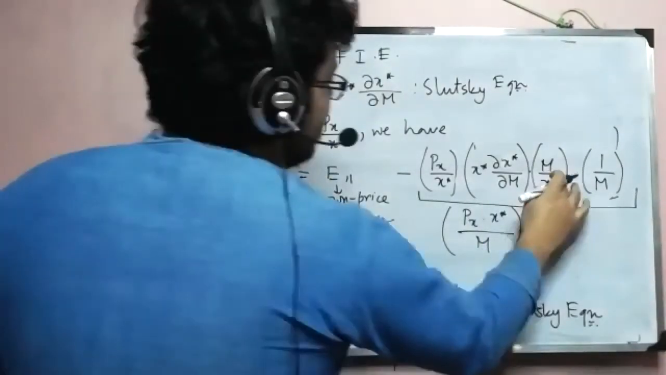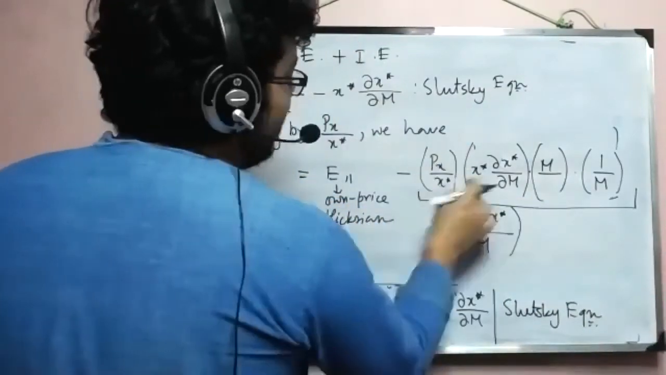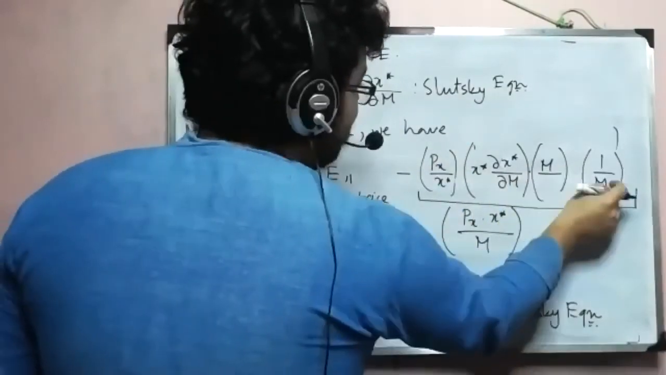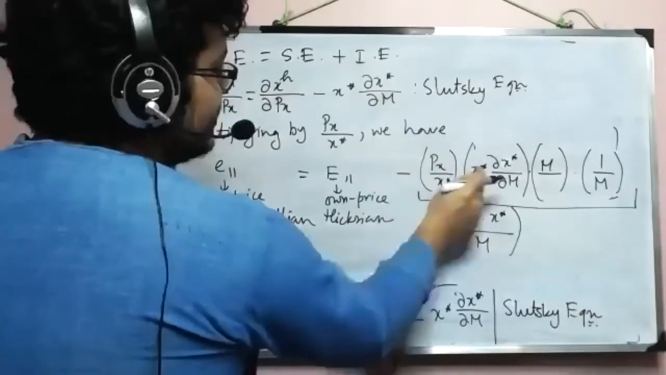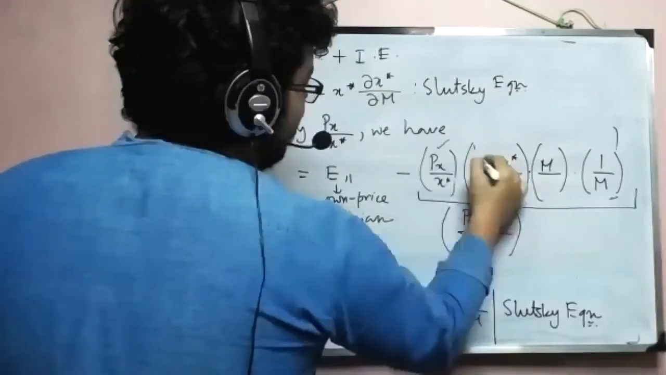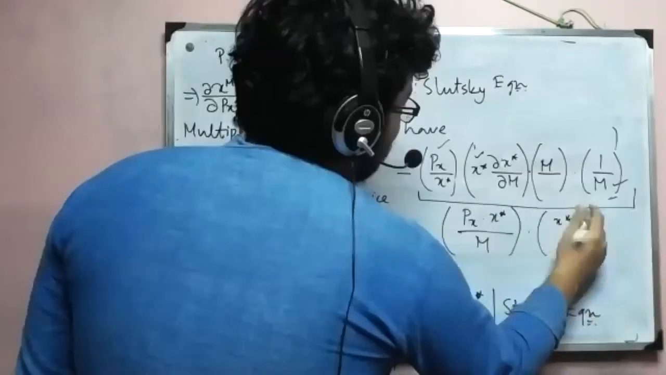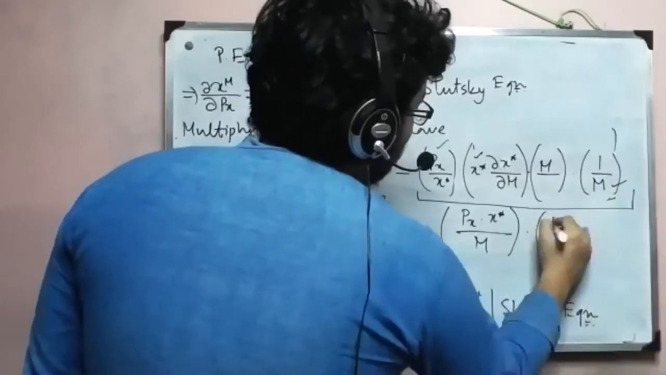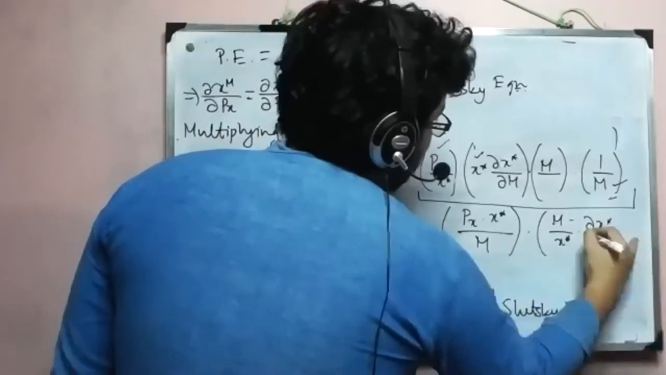Okay, sorry, we don't need this. All right. So px by x star, into this we multiply by m and then we divide by m. Then we combine things up. So px into x star and this m, we have it here, this one and this one. And then we have m by x star into del x star del m.